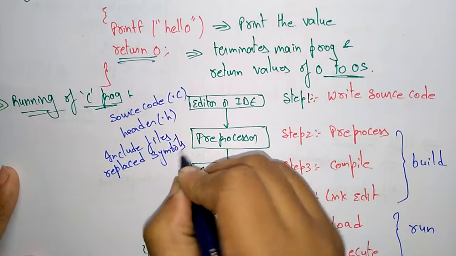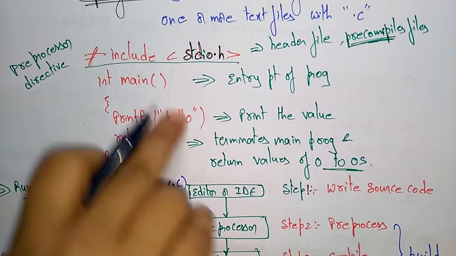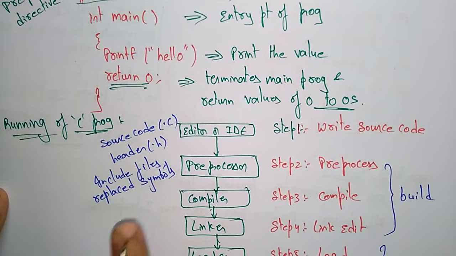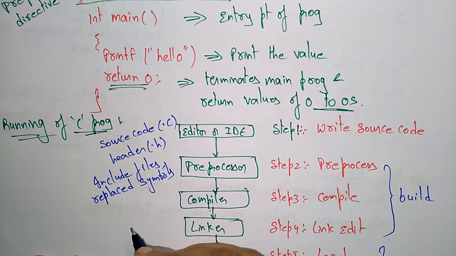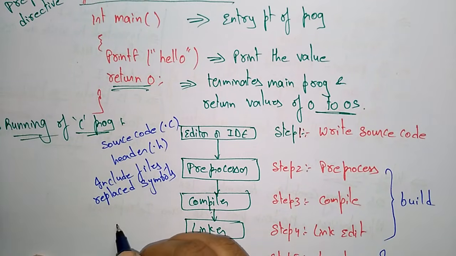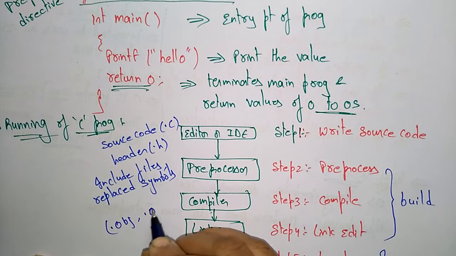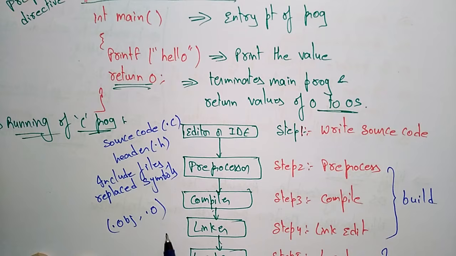Replace symbols means here you are having the hash include. So it replaces all the symbols. It includes the files in those symbols. After compiling, it is converted into an .obj or .o object file. So after that, it is a linker.